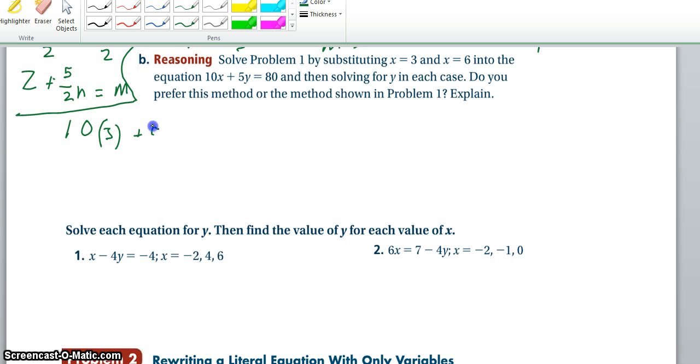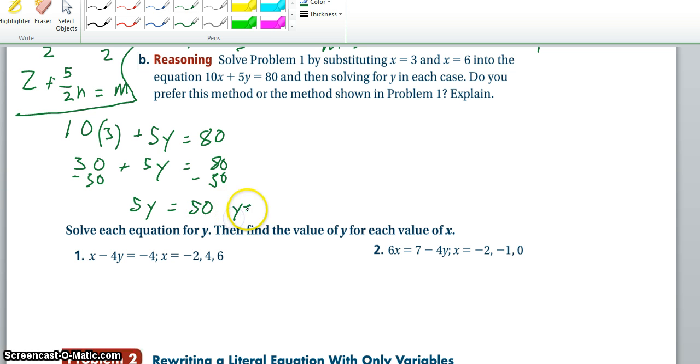So if we do that and just copy down the equation, just subbing in for x, 10 times 3, we get 30, plus 5y equals 80. Then to isolate the term with y, we want to get rid of the 30, so we would subtract. We always do everything on both sides. Sorry about how that looks. We have 5y equals, well, 80 minus 30 equals 50, which leads us to y equaling 10.